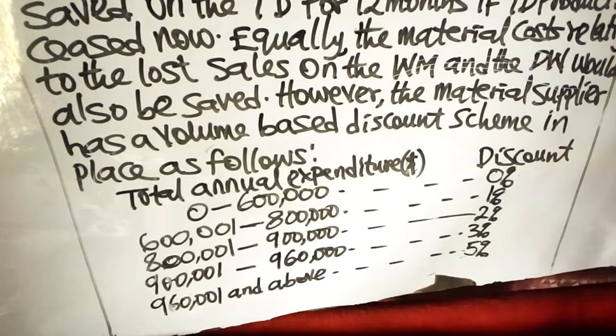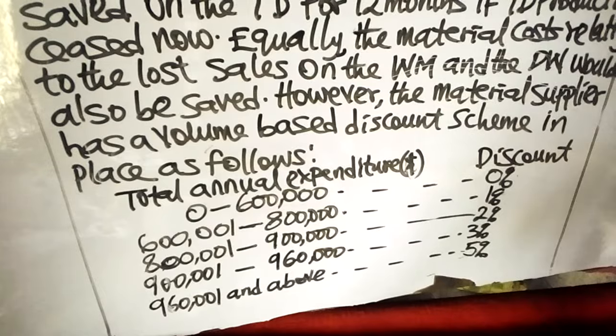Between 0 and 600,000, 0% discount. Between 600,001 and 800,000, that is 1% discount. Between 800,001 and 900,000, then you are given 2% discount. Between 900,001 and 960,000, you are given 3% discount. And 960,000 and above, 5% discount.